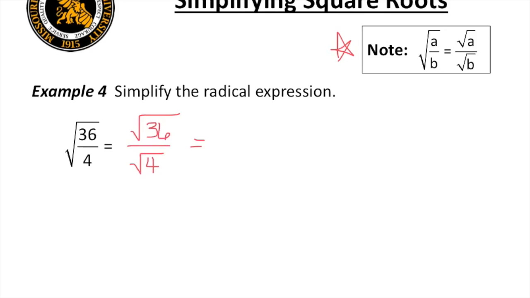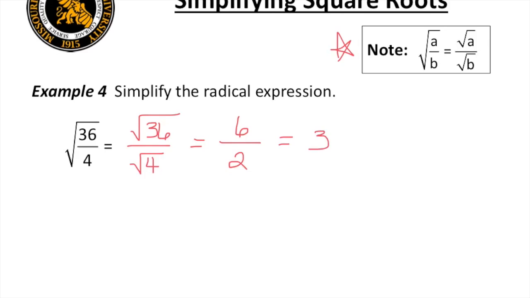36 is a perfect square, so the square root of 36 is just 6. 4 is a perfect square, so the square root of 4 is 2. And now if we divide 6 by 2, we get our final answer of 3.